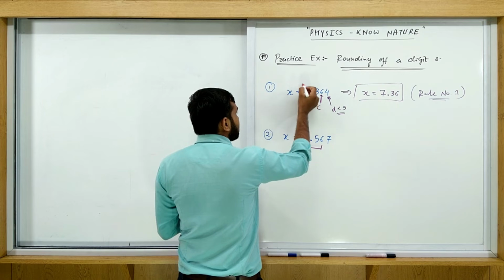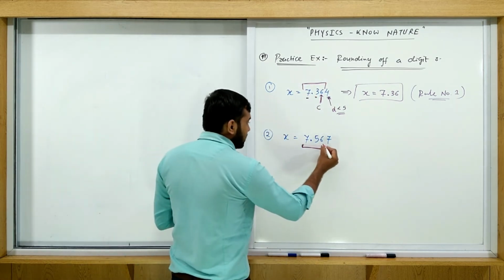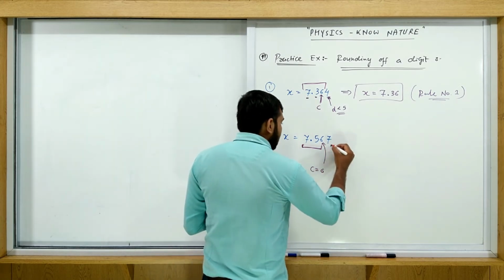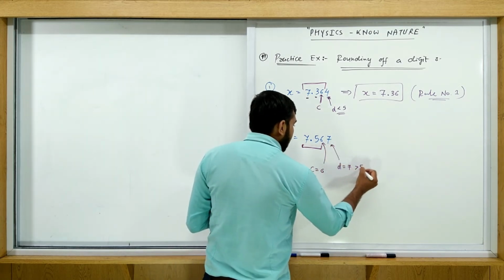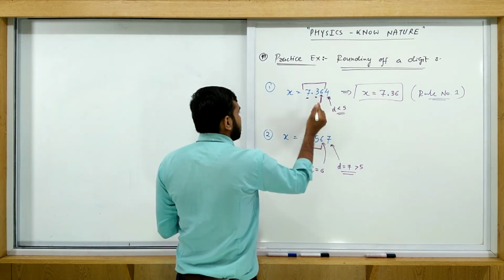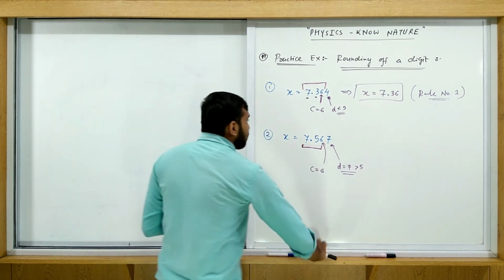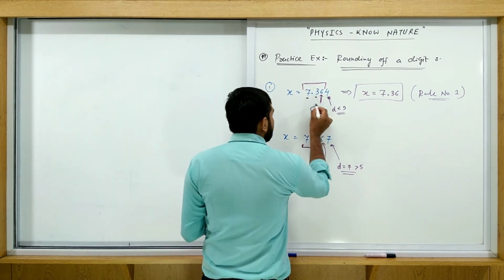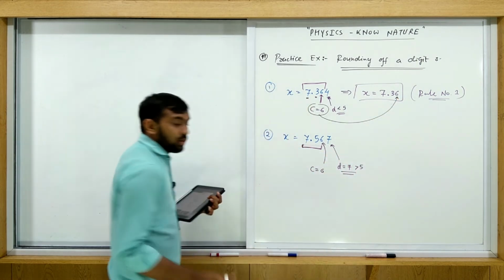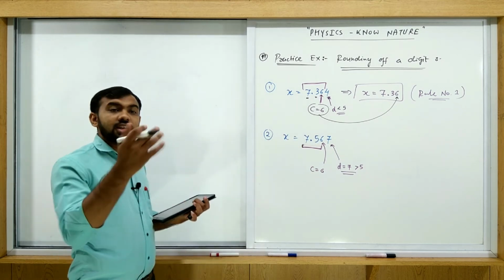Here also we write the answer up to 3 significant digits. So this 6 is C, C is equal to 6. And D is equal to 7, greater than 5. In the previous one D was less than 5, so C stayed as it is. But here D is greater than 5, so rule number 1 again: if D is greater than 5, C is increased by 1.